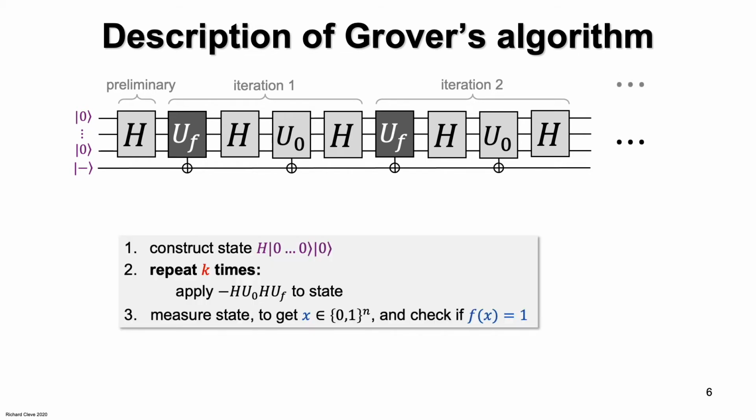Here's a summary of the algorithm in pseudocode. K iterations are performed, and then the state of the first n qubits is measured in the computational basis to yield an n-bit string x. Then a classical query on input x is performed to check if f of x equals 1. If it is, then the algorithm has solved the search problem. You might notice the minus sign in the iteration in the pseudocode. This is just a global phase, but it will make the geometric picture of what the algorithm does look nicer.